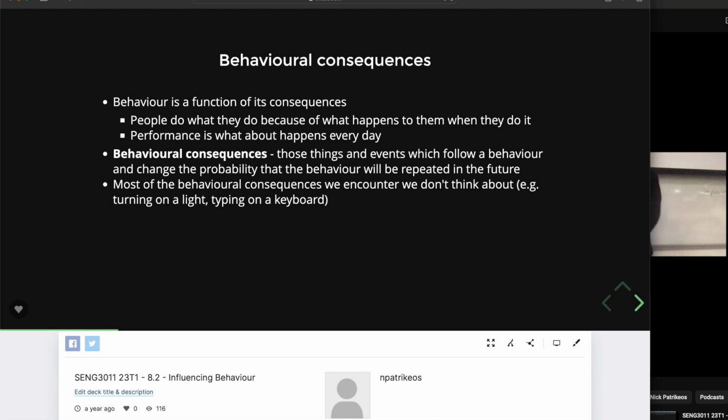Now, most of the behavioral consequences we encounter, we don't really think about. Again, you don't really think about turning on the light. You just do it. But it's a feedback loop, and it's a consequence which will inform how you behave in the future.